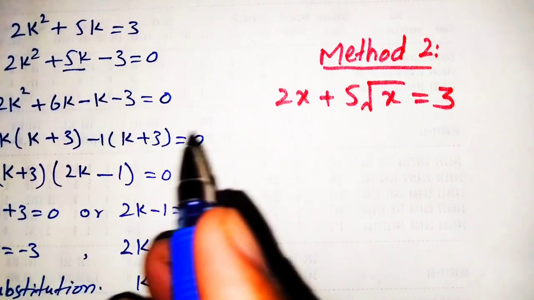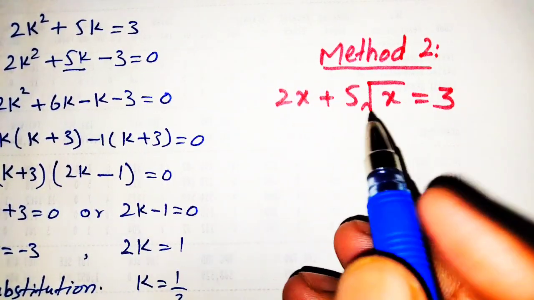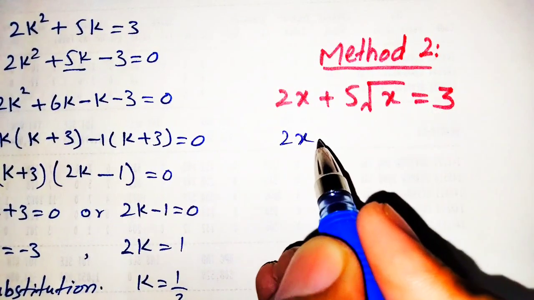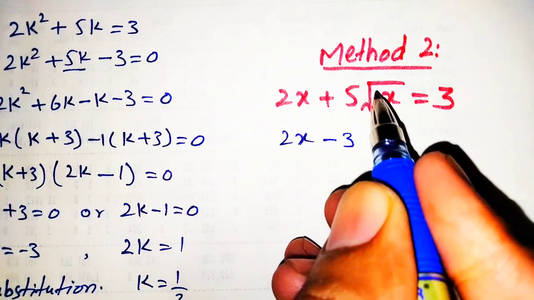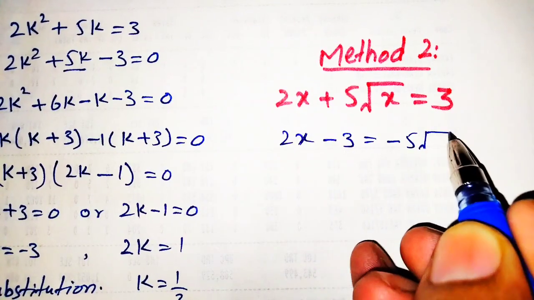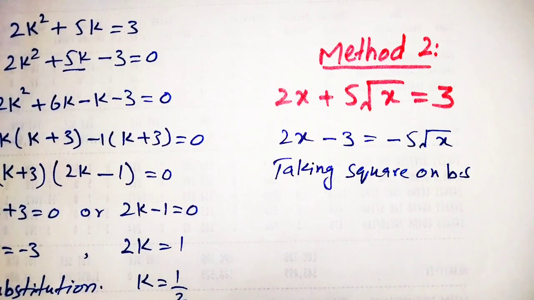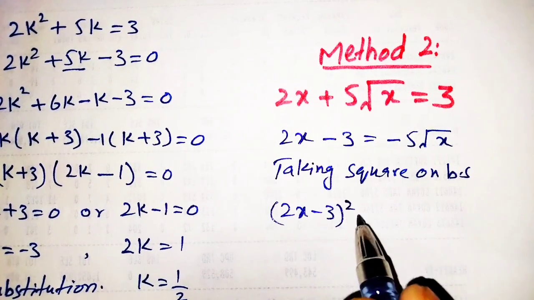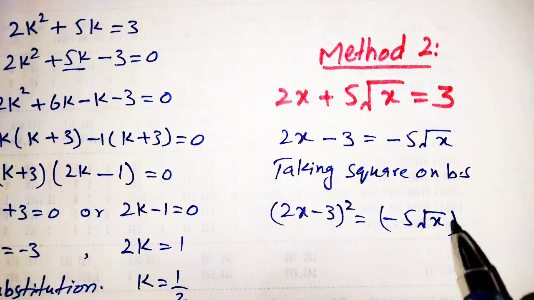Now in method 2 we will take care to eliminate the square root. For this first we will rearrange the given equation, taking this 3 towards the right hand side, left hand side, we will get 2x minus 3, and taking this 5 square root of x towards right hand side, we will get minus 5 square root of x. Now taking square on both sides, we will get 2x minus 3 whole square is equal to minus 5 times square root of x whole square.